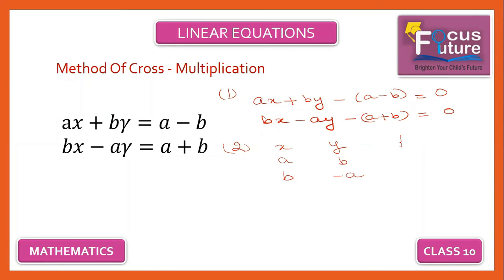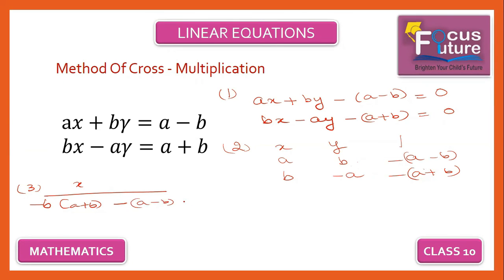Coefficient of 1, what are the constants? Constant we have a minus b and minus b plus b, right? So this is our step number 2. Step number 3, we would be writing x divided by, cross multiply this b into minus b into a plus b minus. So minus minus would be plus and you have one more minus. So that would be minus a minus b into a equal to minus y.